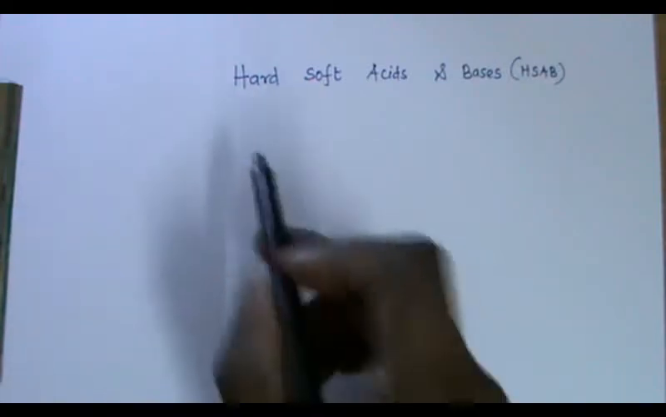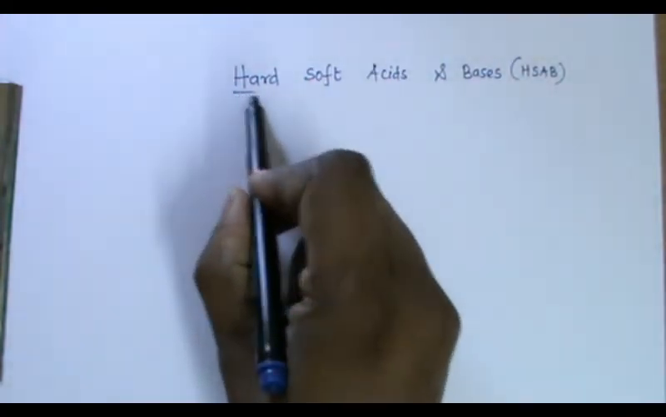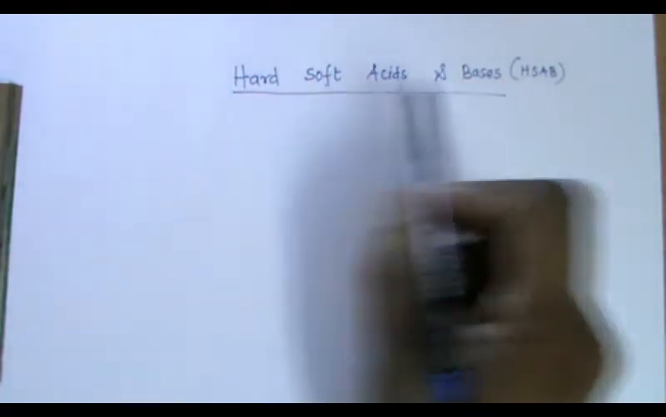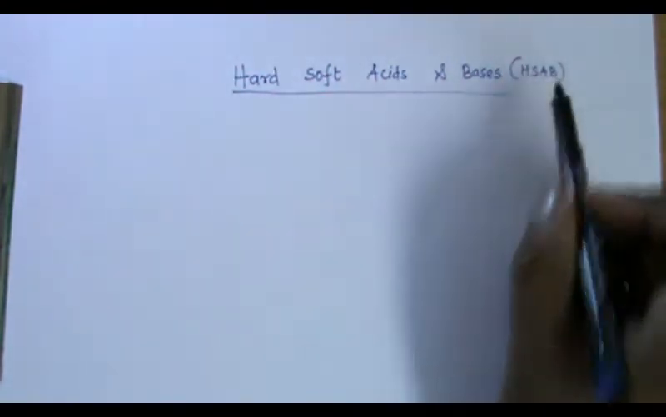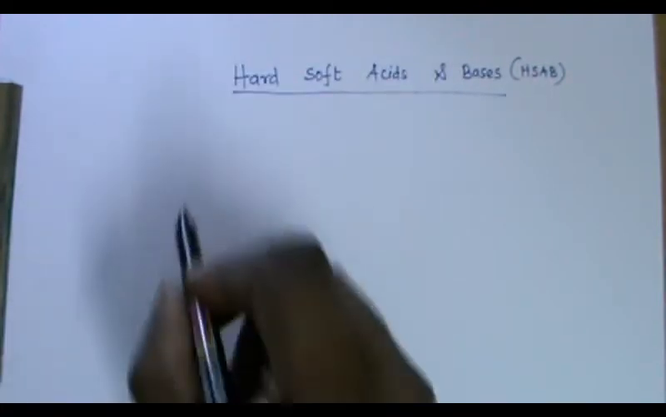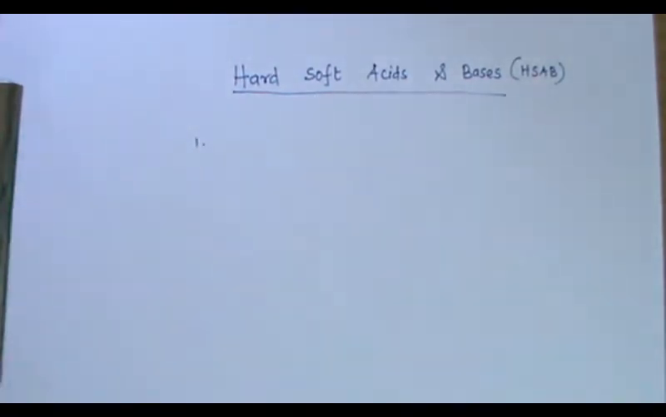In this video, we are going to discuss hard soft acid base theory. Simply HSAB. H for hard, S for soft, A for acids, B for bases.